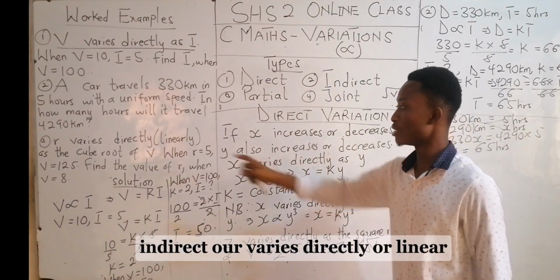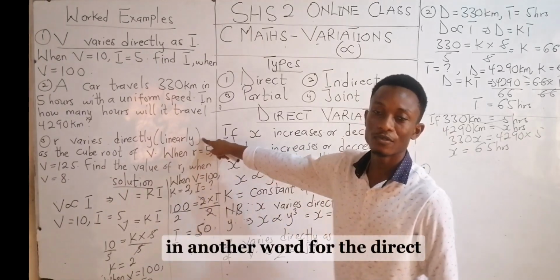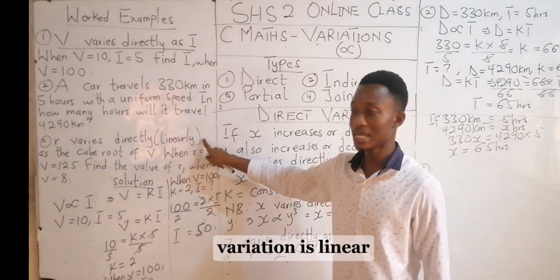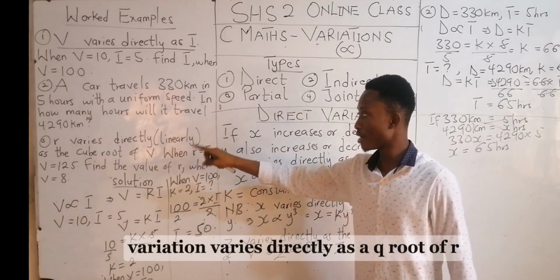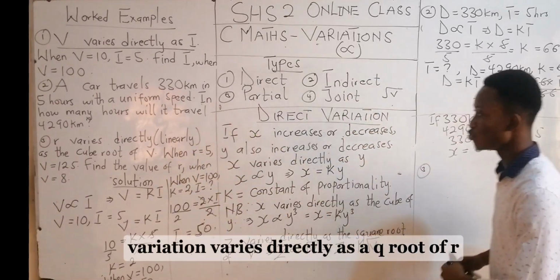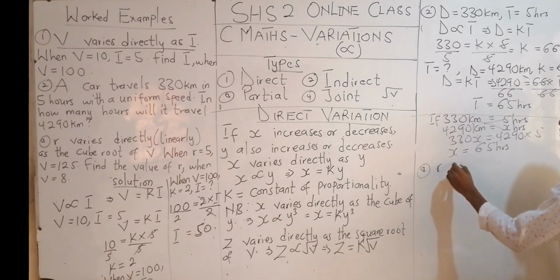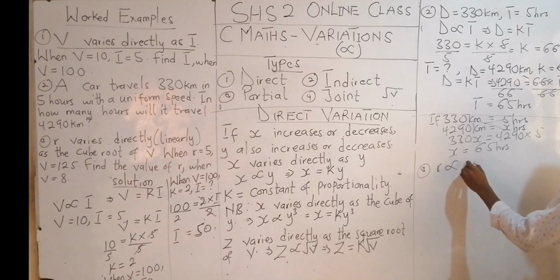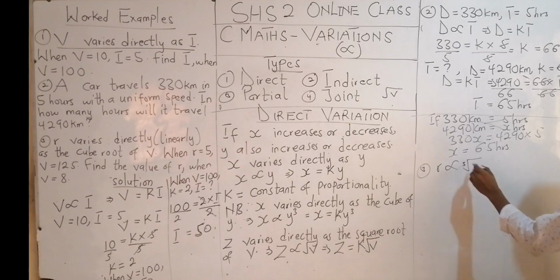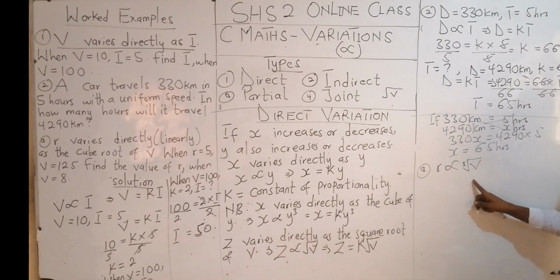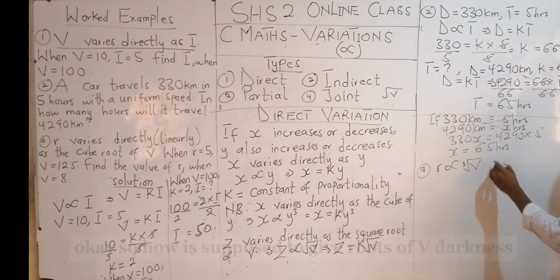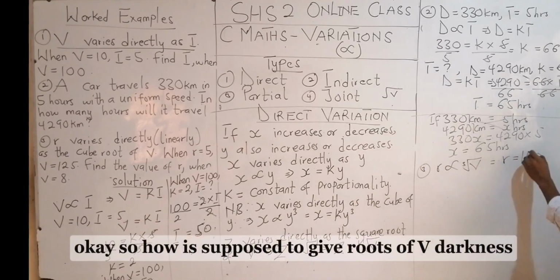R varies directly, or linearly. Another word for direct variation is linear variation. R varies directly as the cube root of V. R varies directly as the what? Cube root of what? V. So this is the cubic root. Okay, so R is equal to K times the cubic root of V.